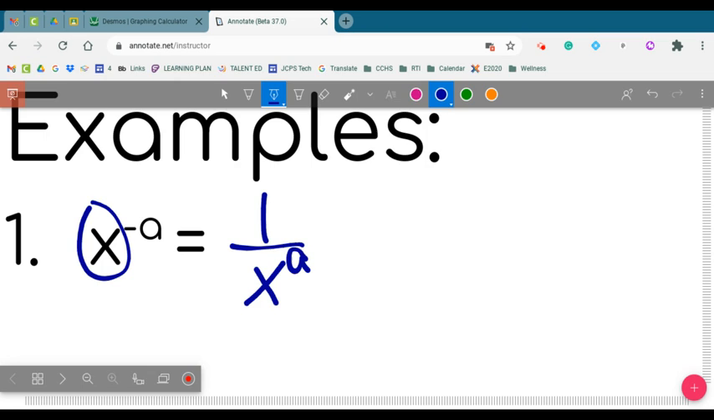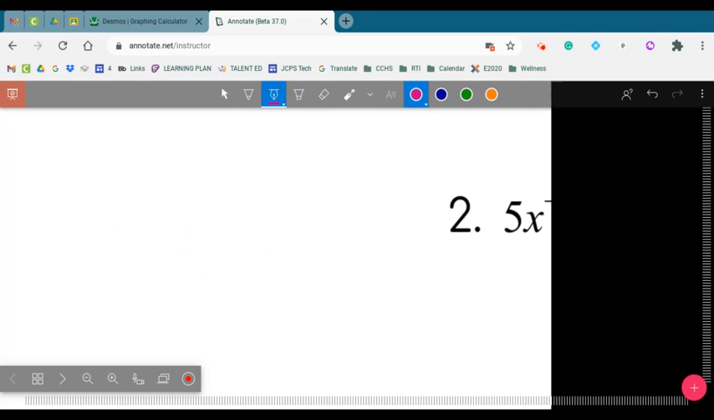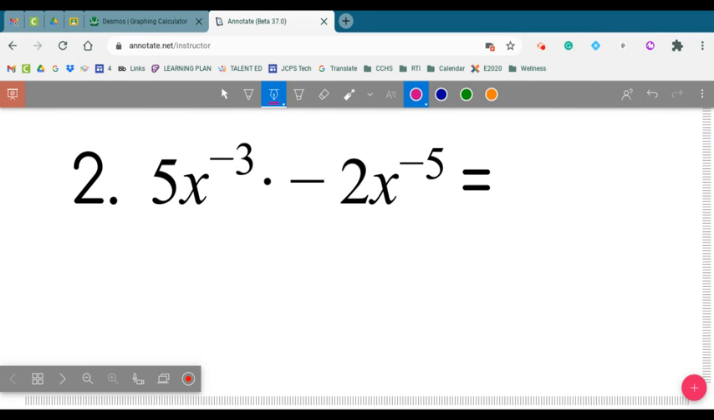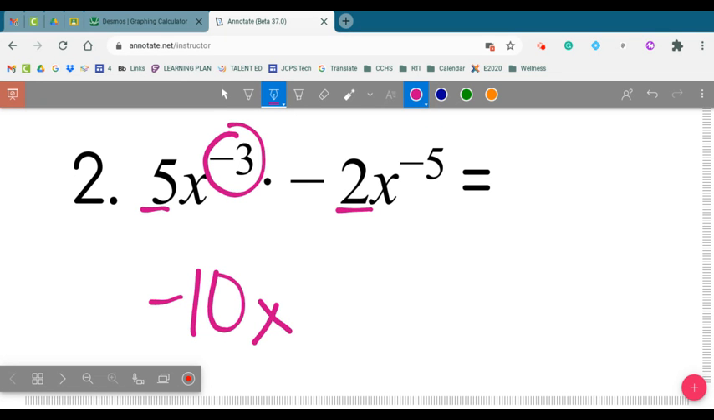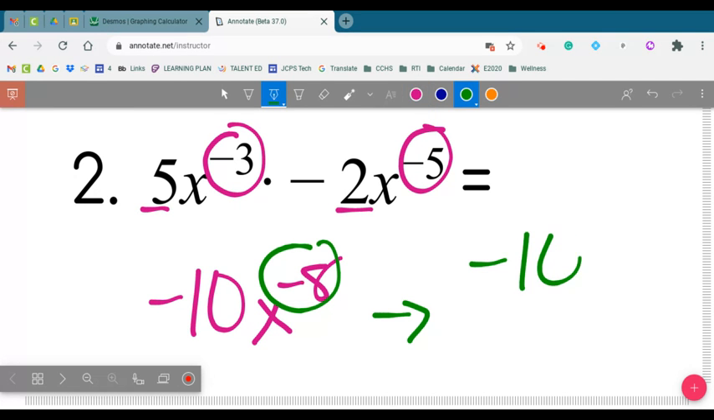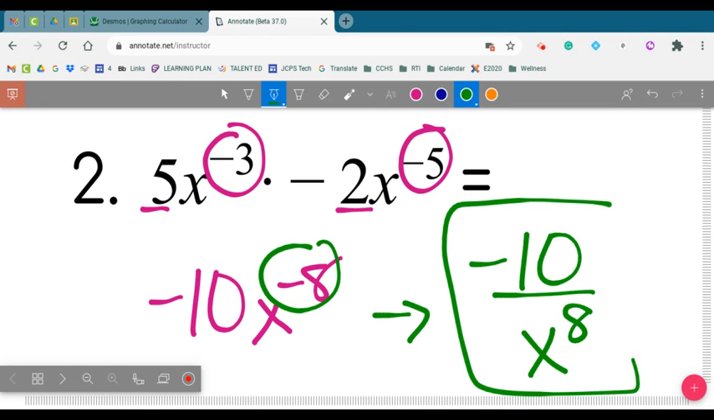Okay, our next problem, we have 5x to the negative third times negative 2x to the negative fifth. So we're going to apply our product rule first. So 5 times negative 2 is negative 10. Then our x's, we add our exponents and we get negative 8. We don't want this negative here. So I keep my negative 10 and then I move my x to the bottom of the fraction bar so that it can become positive 8.